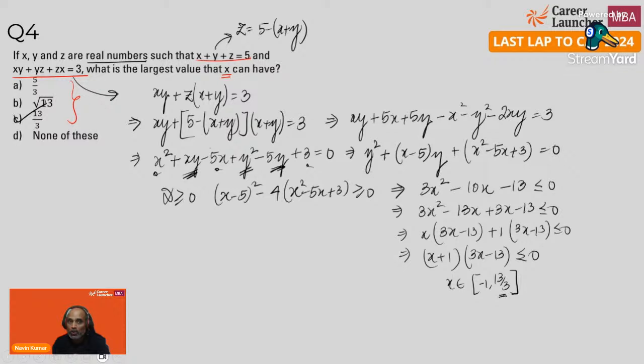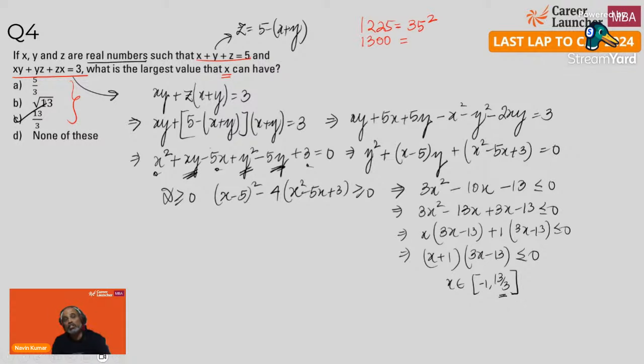The largest out of all of these is 13 by 3. See, 13 by 3 is basically 4.33. And root 13 is less than 4.33. For that, you should know what square root of 1300 is. Okay. So I hope you guys are aware that 1225 is nothing but 35 square. Right?